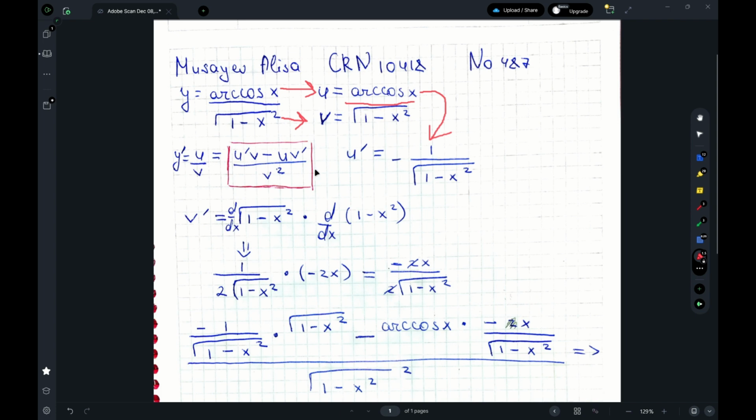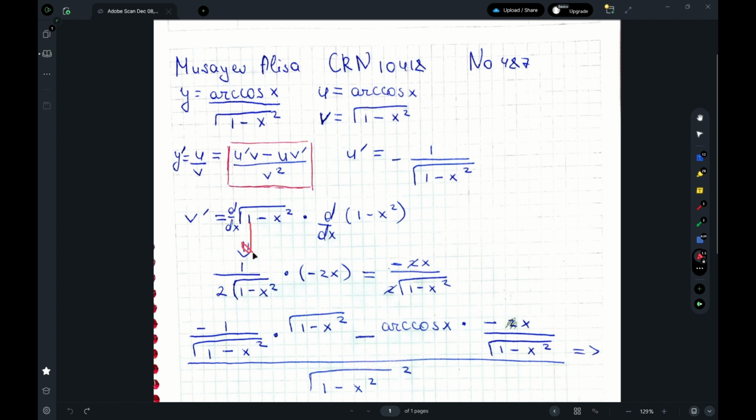For v, we should use the chain rule to find the derivative. And what is the chain rule? So first we should find the derivative of the whole equation, then multiply it by the derivative of equation inside. So first we should find the derivative of square root of 1 minus x squared and multiply it to the derivative of 1 minus x squared.